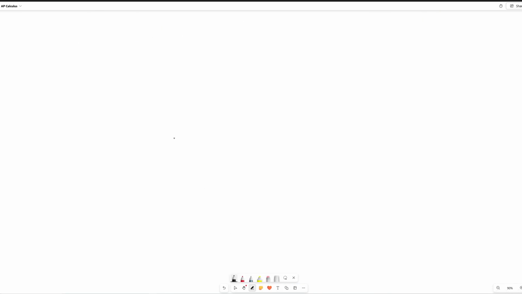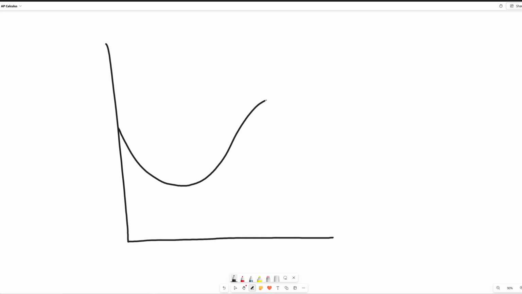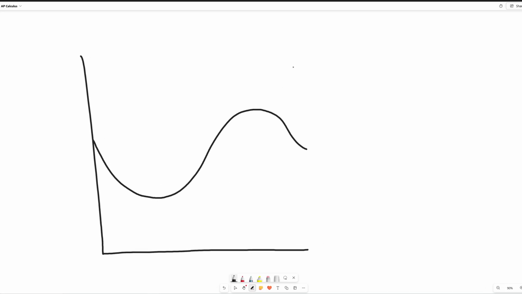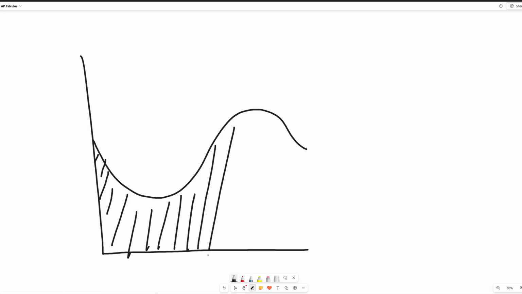So area under the curve is essentially what your integral is. So we can relate it to the past unit, which was about rates. If we have a function like this, and we say this is the rate at which water enters a tank, then the area underneath the curve is the amount of water that enters the tank.